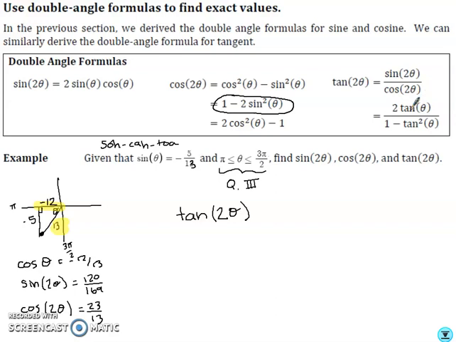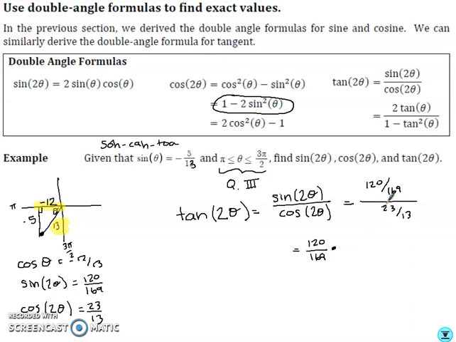Since I don't know what my tangent value is, I could find it using my triangle, but I think it will be a little bit easier for me to just go ahead and use the sine of 2 theta over cosine of 2 theta. I've already found the sine of 2 theta to be 120 over 169, and I found the cosine of 2 theta to be 23 over 13. So to simplify this, instead of dividing by the fraction, I'm going to multiply by the reciprocal of that denominator. So I've got times 13 over 23.